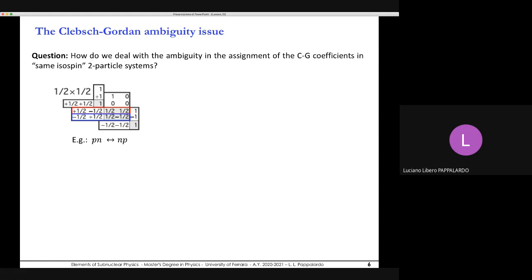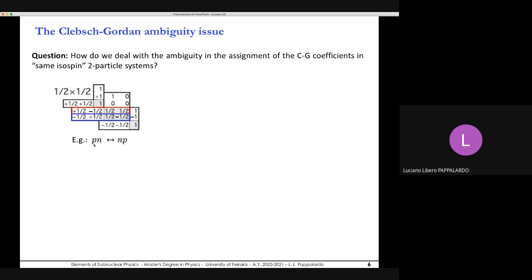One first case is the first one. Suppose you have a system of two isospin 1/2 particles, for instance, a proton and neutron system. If you take the proton as the first particle and the neutron as the second particle, the third component of isospin is plus 1/2 for the proton and minus 1/2 for the neutron. And these are essentially the square of the two Clebsch-Gordan coefficients.